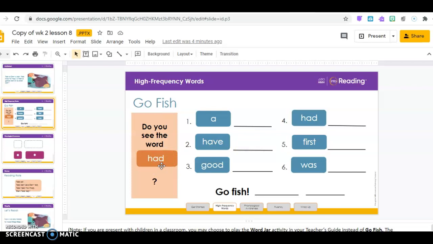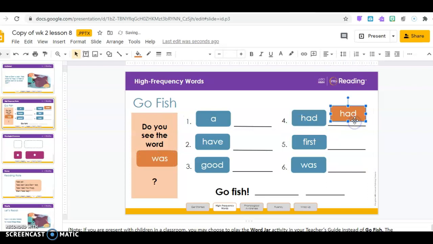Yes. So where should I put it? Correct. Next to number 4. Had. Okay, do you see the word was? Yes, where should I put was? Next to number 6. Very good.